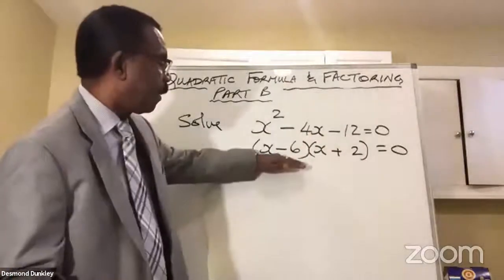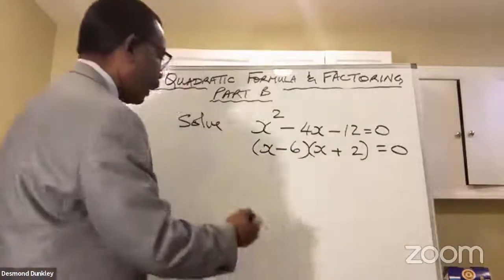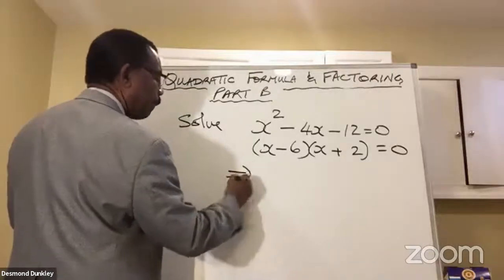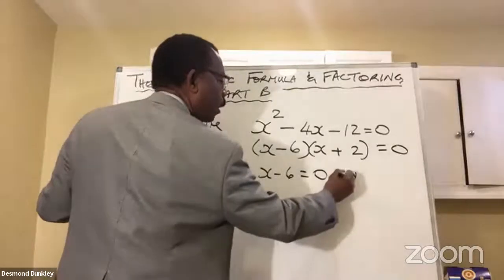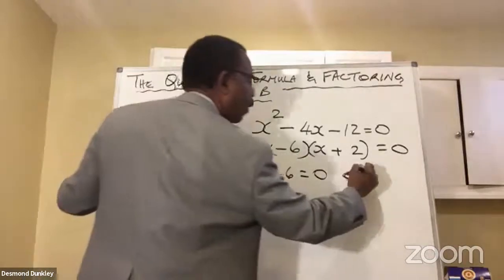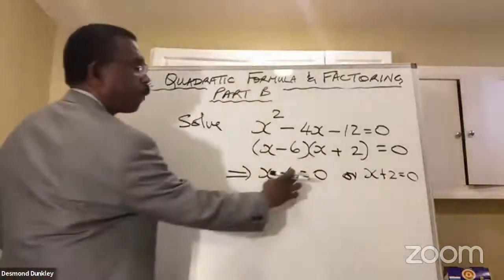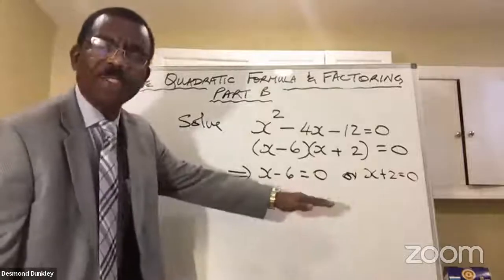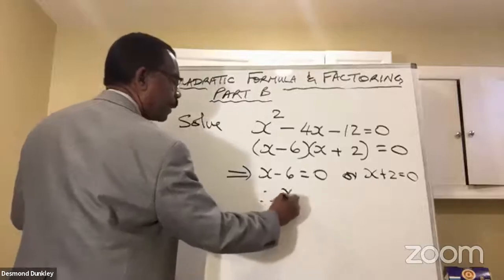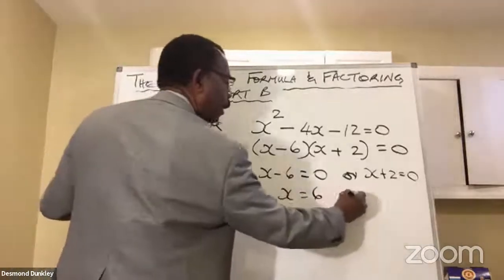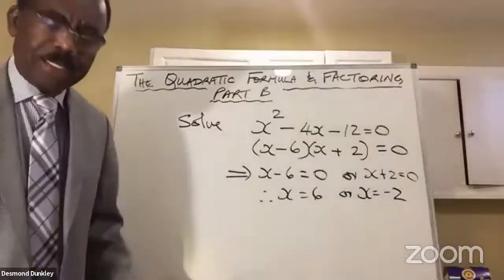And then we have something times something equal to 0. And this is when we came up with the idea that this implies that x minus 6 equal to 0, or x plus 2 equal to 0. So we end up with two linear equations to solve this quadratic equation. In other words, x is equal to 6 or x is equal to negative 2. So those will be our two answers.